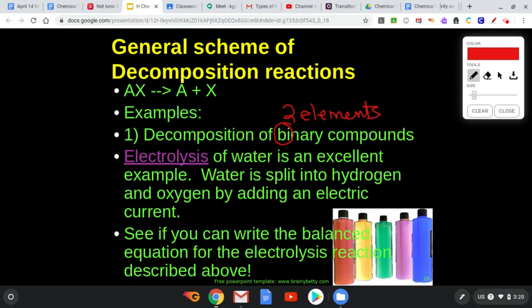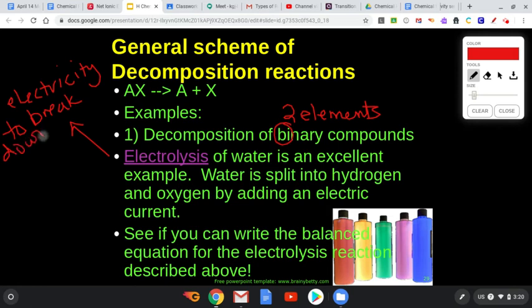Electrolysis of water is an excellent example of a decomposition reaction. In electrolysis, you use electricity to break down or decompose, in this case, split water into hydrogen and oxygen. An electric current is needed to do so. You cannot decompose water simply by heating. When you heat water, you simply turn the water from a liquid into a gaseous vapor.